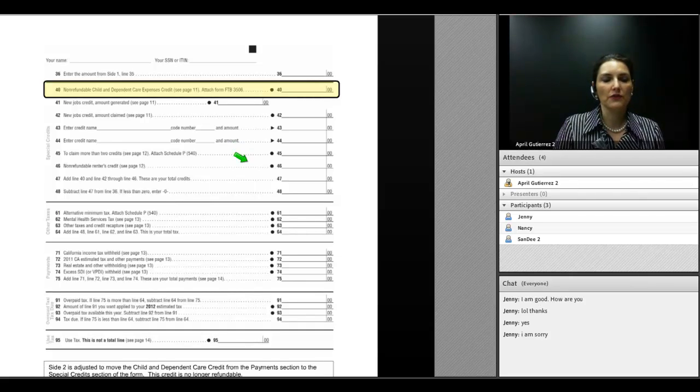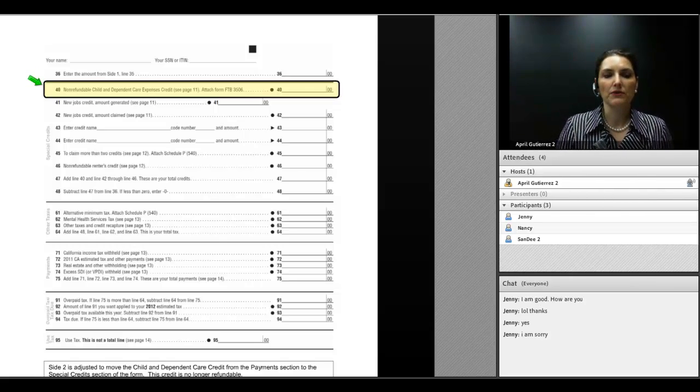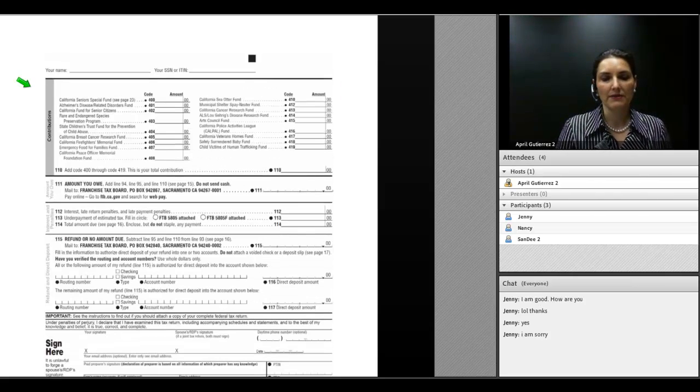On page 2 of the form, the most significant change is that the child and dependent care credit is no longer refundable. And because it's no longer refundable, it is moved up to the non-refundable credits portion of the form. So you can see that line 40 is now used to report non-refundable child and dependent care expenses. And that particular credit used to be down here in the payment section.